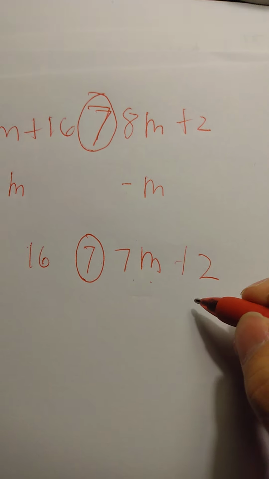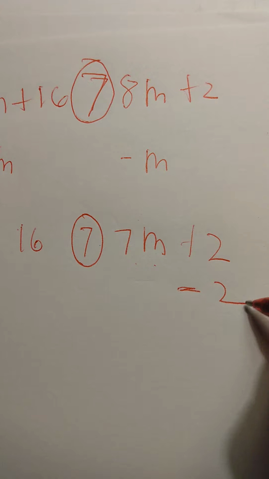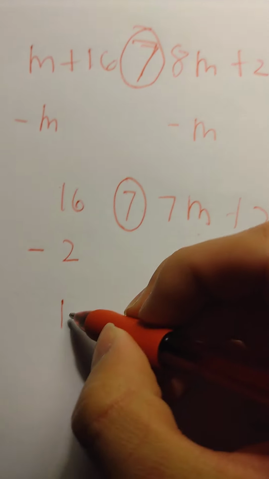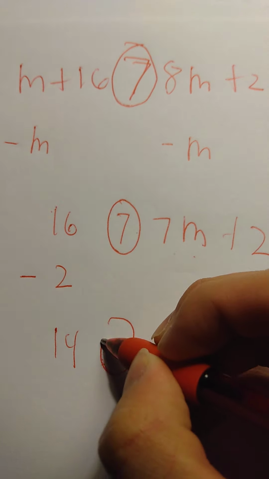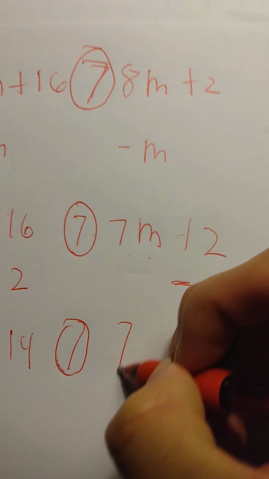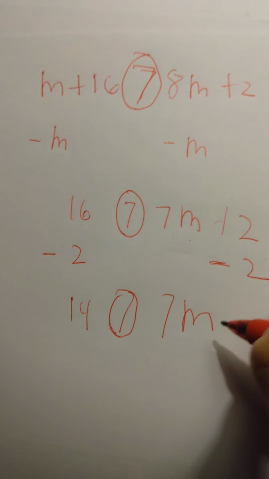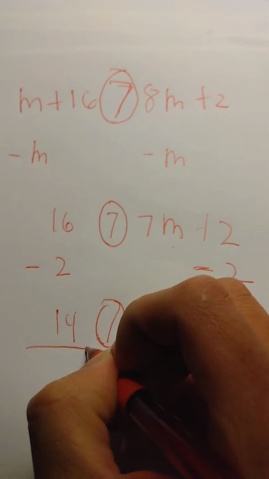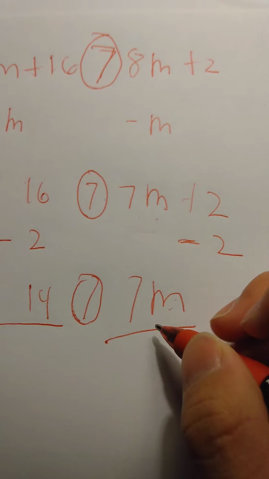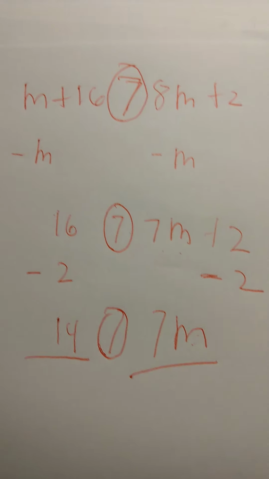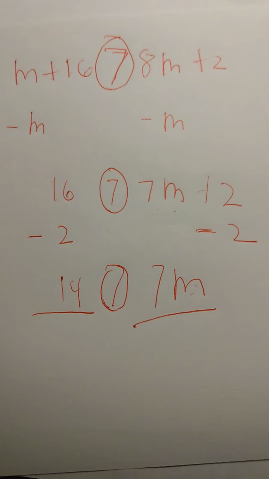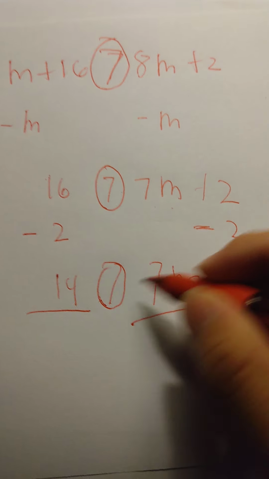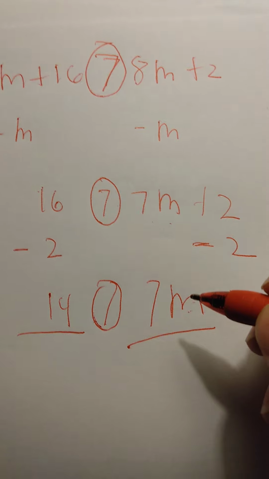So why don't we minus this by 2? So we can minus this by 2. That will bring us to 14 is greater than 7m. Then, to get m alone, why don't we divide both sides by 7? Because we want to get m alone, because m should always be social distancing from other numbers, because they're variables, and we don't know who they are yet.